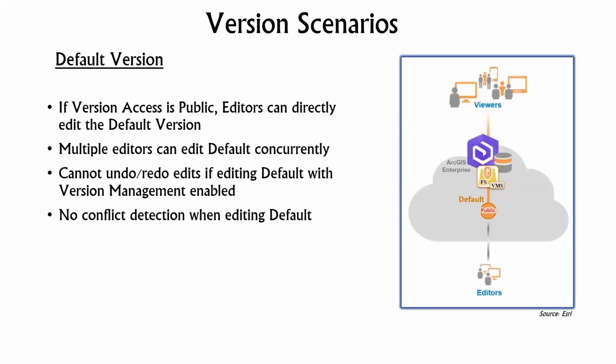So we'll talk about a few different version scenarios here. In this example, we see a default version set to public access. The editors can directly edit the default version. While multiple editors can edit default at the same time, it is important to consider that in this scenario, editors cannot undo and redo edits, and conflict detection is not available.